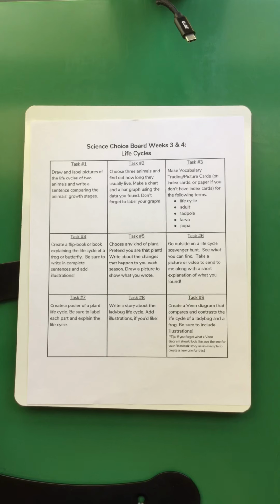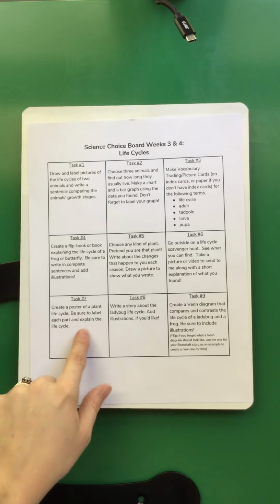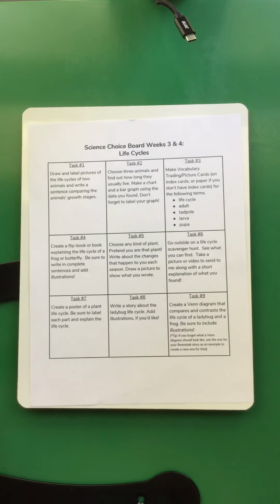But you're just going to find something that you know would be a part of a life cycle and explain what you found. Number 7 says create a poster, right here. Create a poster of a plant life cycle. That can be on just a regular piece of paper. You don't have to have a poster board. Be sure to label each part and explain the life cycle. So any plant that you want, I will post a picture of that flyer as well that I showed you guys. And after you get your Happy Mail, you may even want to use that as part of your project for task 7.